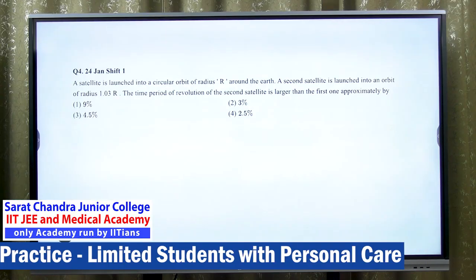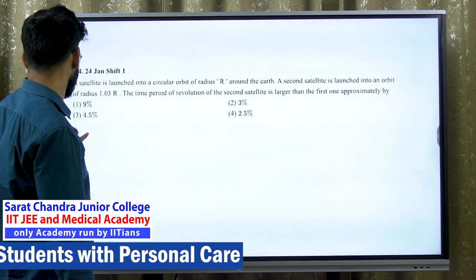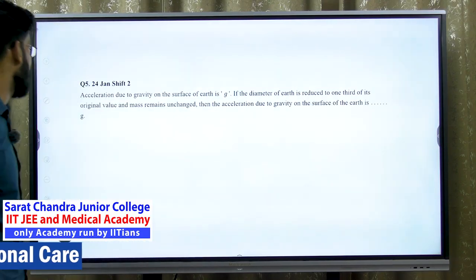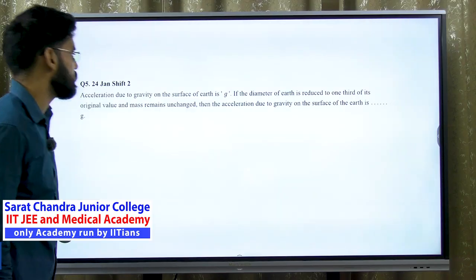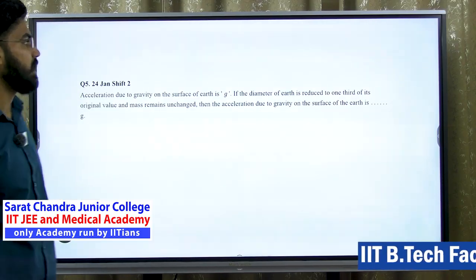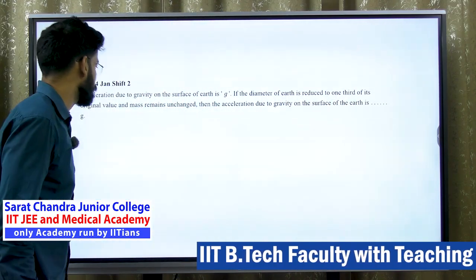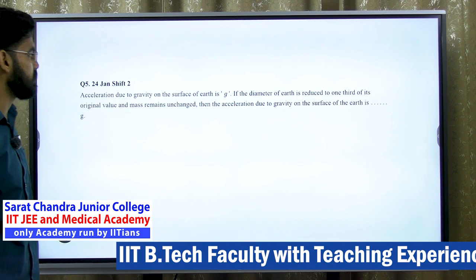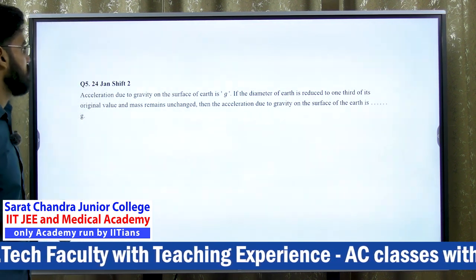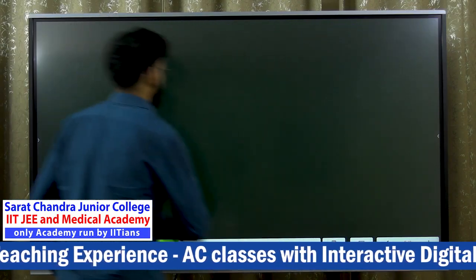So the answer is the third option. Okay, now let's go for the next question. Just simple calculations, that's it. Acceleration due to gravity on the surface of Earth is g. If the diameter of the Earth is reduced to 1/3 of its original value, and mass remains unchanged, what is the acceleration due to gravity on the surface? Diameter is reduced to 1/3 means radius is also 1/3. This is the easiest question possible.